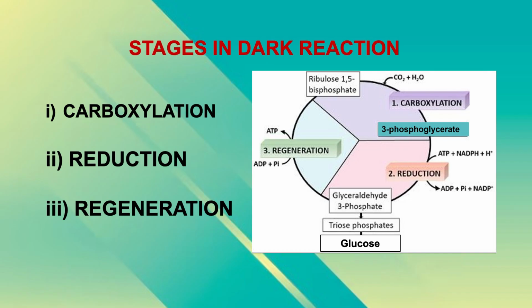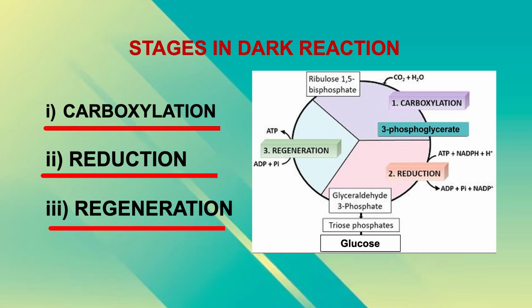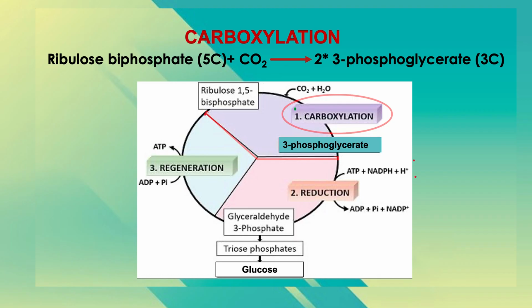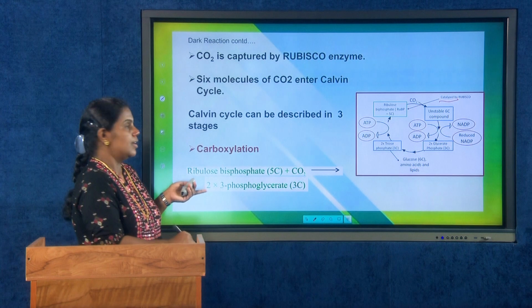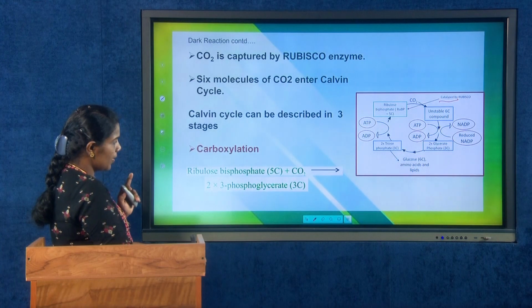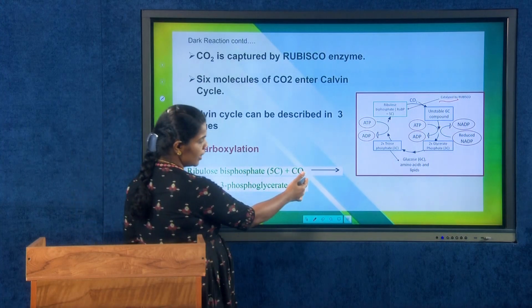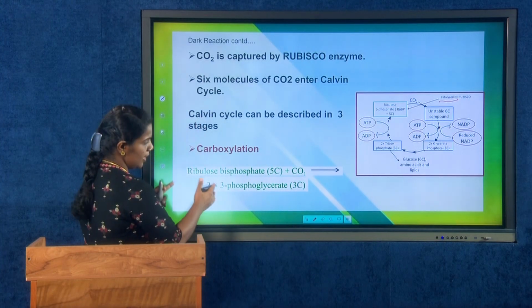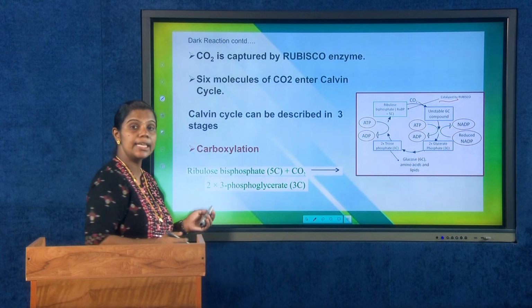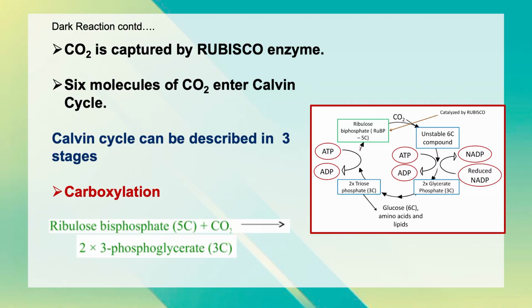Dark reaction can be divided into 3 main stages. The first stage involved is the carboxylation, followed by reduction, and the final stage is the regeneration. Now, let's discuss these steps in quite detail. The first stage is the carboxylation stage. So, in the carboxylation stage, what is occurring? The ribulose biphosphate, which is a 5-carbon compound, is combining with carbon dioxide to generate a 3-phosphoglycerate, which is a 3-carbon compound. Or simply we can say that carbon dioxide is being captured by the Rubisco enzyme.